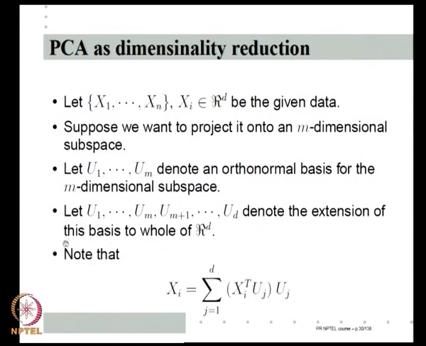Because this is an orthonormal basis, any xi can of course be represented as a linear combination of the vectors u1 to ud, and the coefficient of the linear combination will be simply xi transpose uj, because it is an orthonormal basis. So, xi can be written as the sum over j equal to 1 to d of xi transpose uj times uj. The coefficient of the linear combination is xi transpose uj. This is the standard representation in any orthonormal basis.